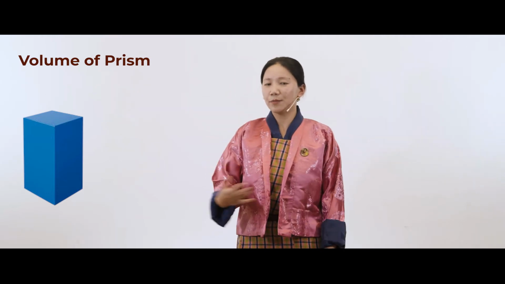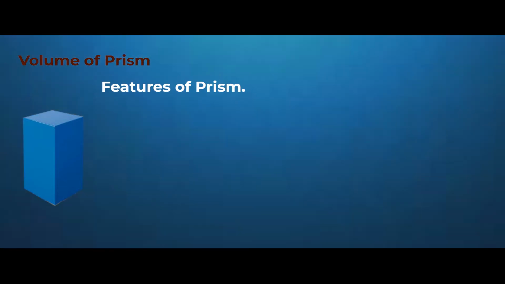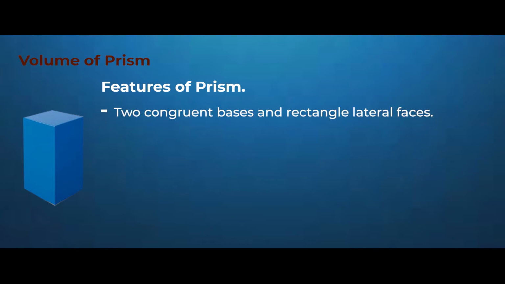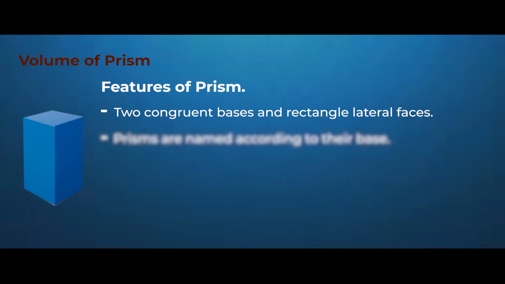So let's discuss some of the features of prism. The first feature is that the prisms have two congruent bases and lateral faces are in rectangular shape. The concept of calculating the volume of prism is similar to how you calculate the volume of rectangle base prism. In your previous grades, you have learned how to calculate the volume of cube, cuboid, and rectangle-based prism. In this lesson, we will learn how to calculate the volume of regular polygon-based prism.